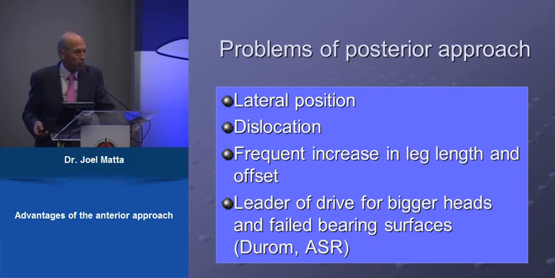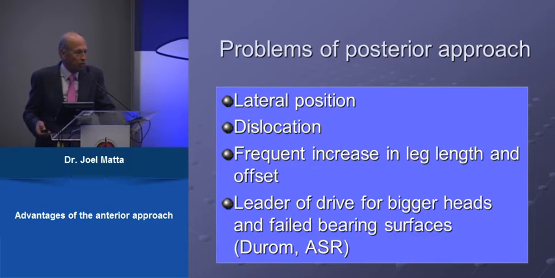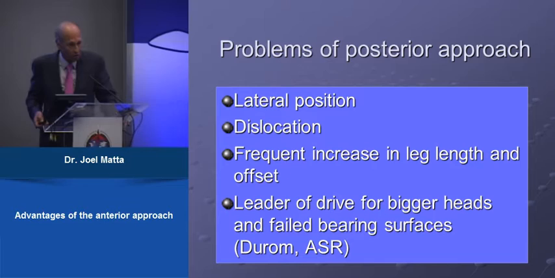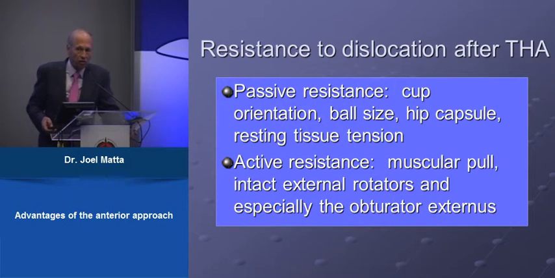And for me, posterior approach has been the driver for the big heads and failed bearing surfaces like Durom and ASR, a soft tissue instability we seek to correct with the prosthesis in the big head. Resistance to dislocation after total hip. We just heard a very good talk about dislocation, but I would say what people talk about are what I call the passive factors: cup orientation, ball size, hip capsule, the resting tissue tension.